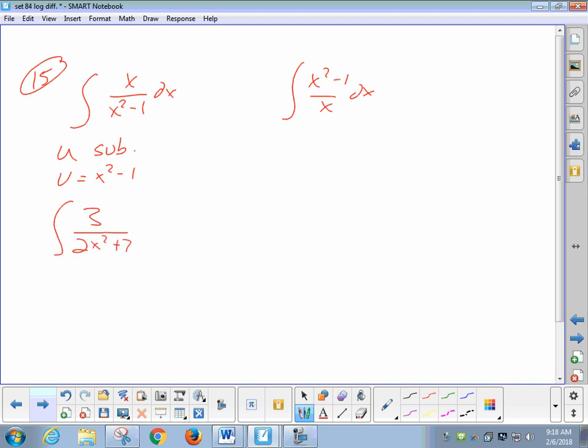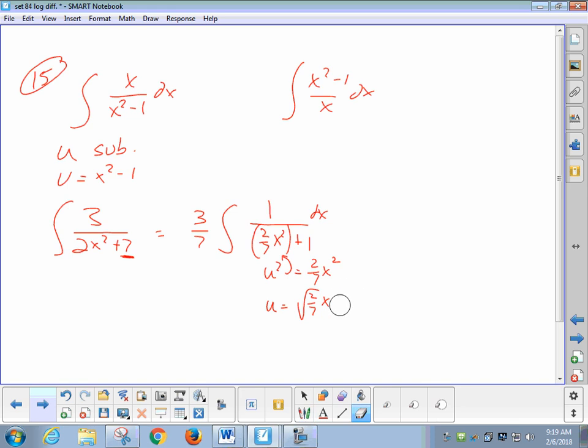So this is an arctangent kind of problem, yeah? I would start by making this 1. So if you factor out a 1/7, I'll also take out the 3 if you don't mind. Call this 1 over, this would be 2/7 x squared plus 1. You would have done that so far? Okay. Now, this then is u squared. If u squared is 2/7 x squared, then u is root 2/7 x. Do you agree? And therefore du is root 2/7 dx.